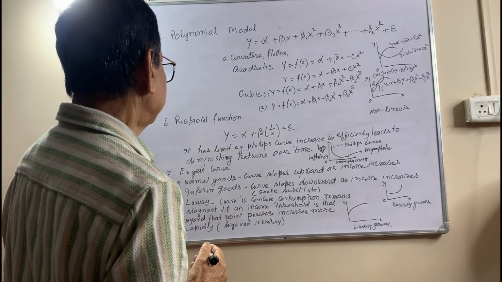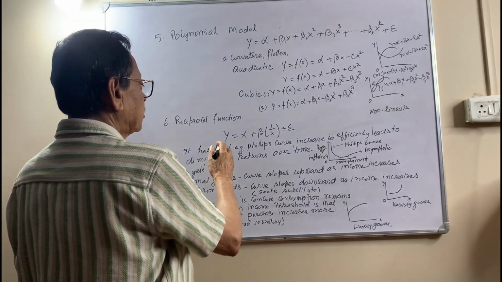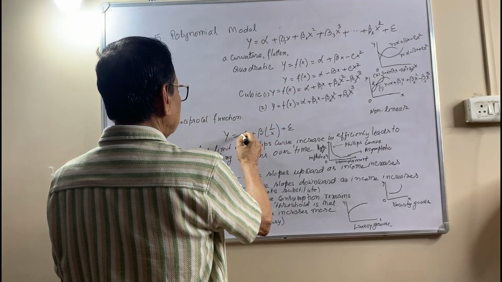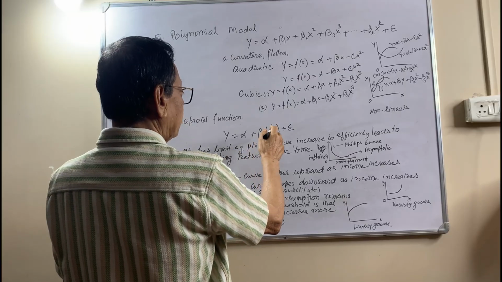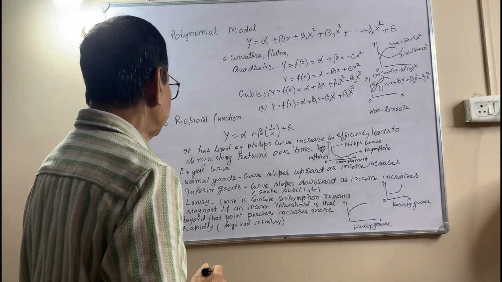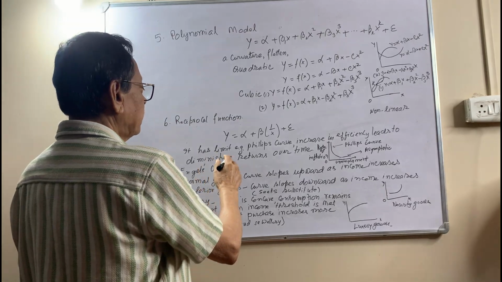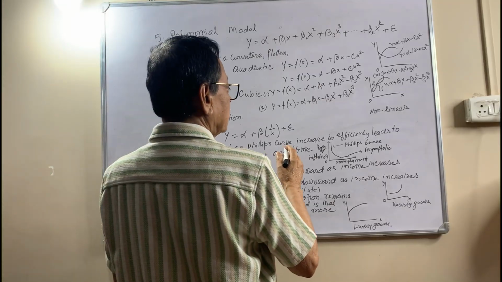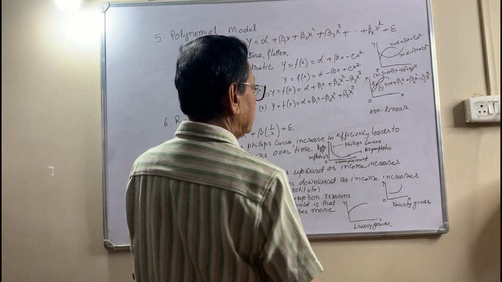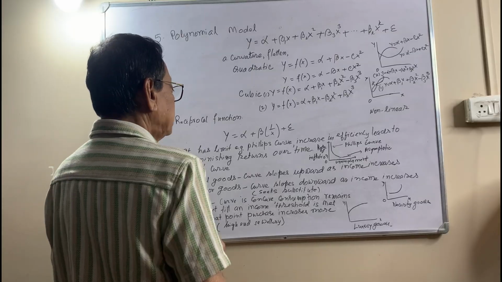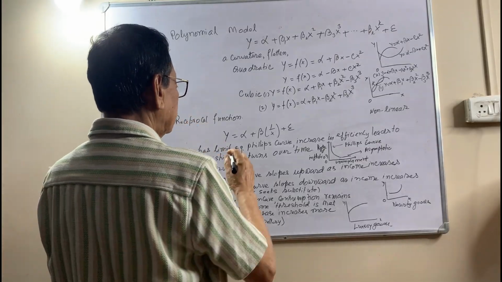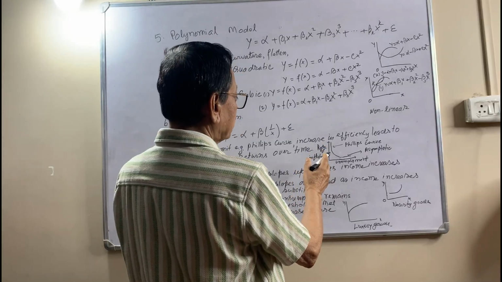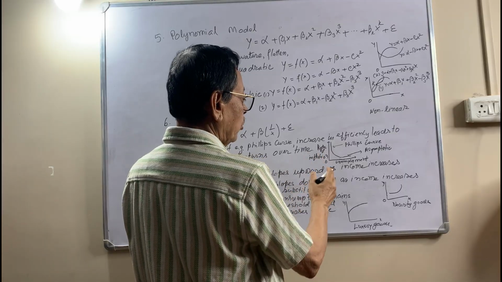Then the reciprocal form. Y is a function of 1 by x, a reciprocal of x. So this is alpha plus beta 1 by x plus error. It has limits. So the best example is the Phillips curve. So it increases in efficiency, then leads to diminishing returns over time. In the case of the Phillips curve, what it indicates is that it relates the rate of inflation with unemployment.